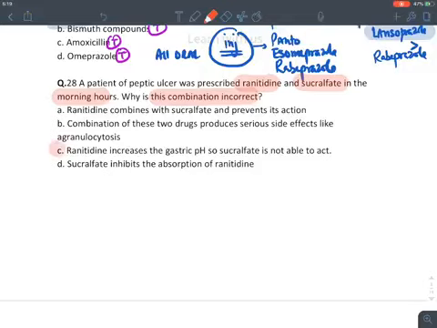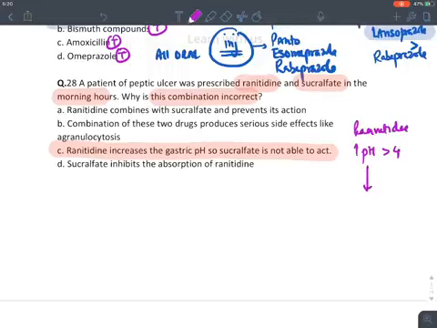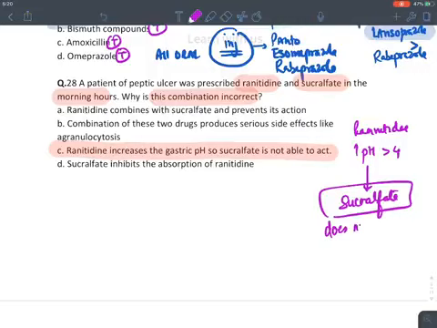We have already discussed this. So the answer is C, because ranitidine will increase the pH above 4 and sucralfate requires acidic pH to polymerize. Sucralfate will not be able to act. So sucralfate does not polymerize.